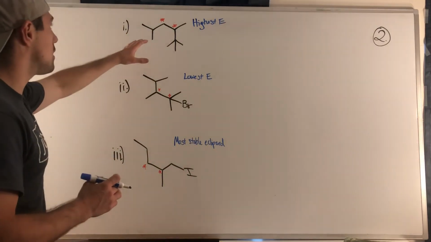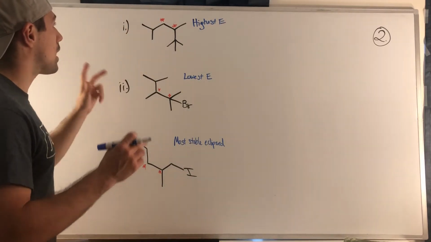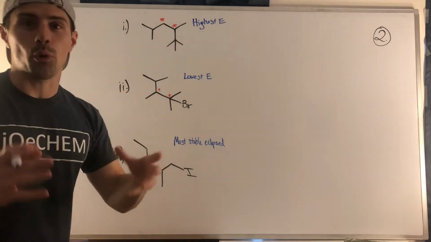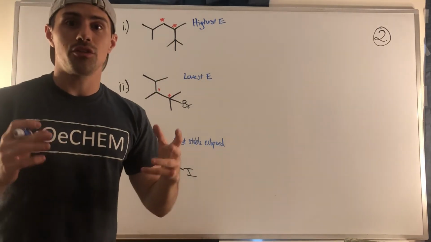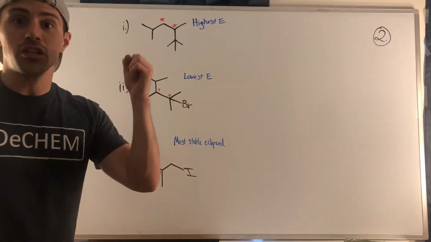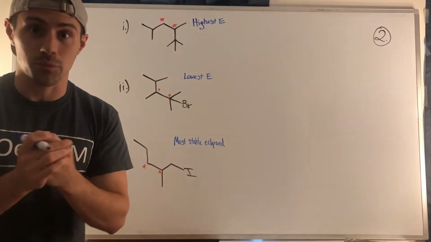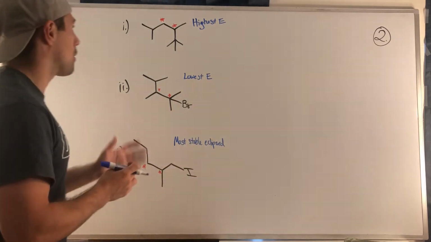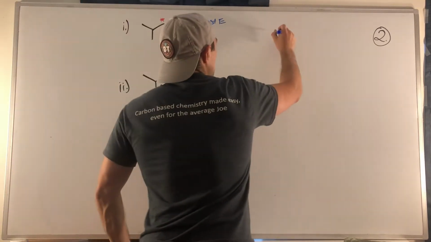So if we take a look here, we want to eclipse the two biggest, bulkiest groups. We want to maximize those highly destabilizing interactions. We want as much strain as possible, steric, torsional, you name it. Okay, so we can always start with our home base.